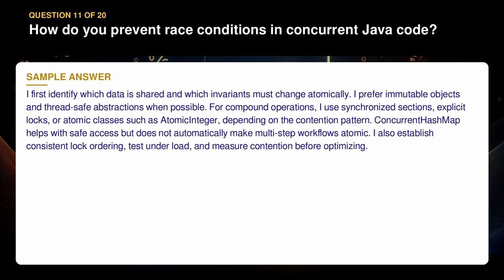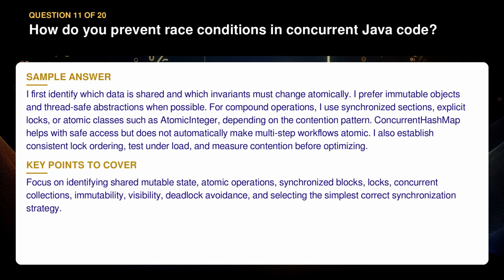I first identify which data is shared and which invariants must change atomically. I prefer immutable objects and thread-safe abstractions when possible. For compound operations, I use synchronized sections, explicit locks, or atomic classes such as AtomicInteger, depending on the contention pattern. ConcurrentHashMap helps with safe access but does not automatically make multi-step workflows atomic. I also establish consistent lock ordering, test under load, and measure contention before optimizing.